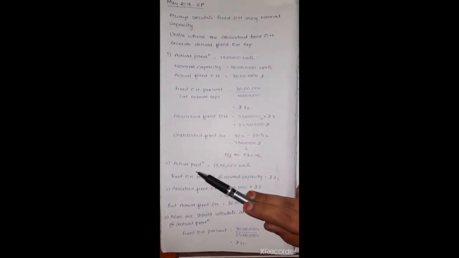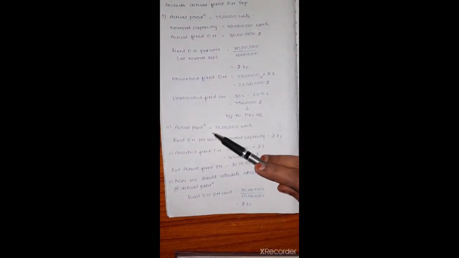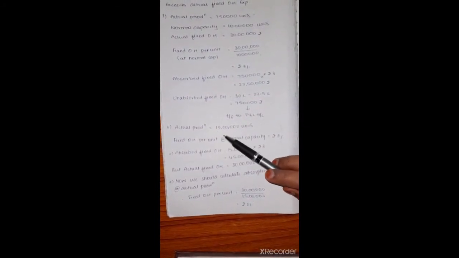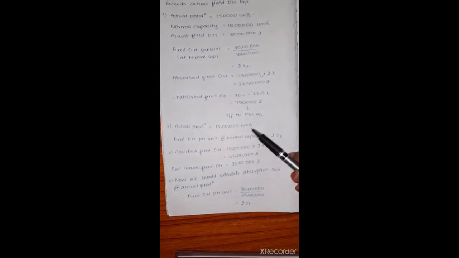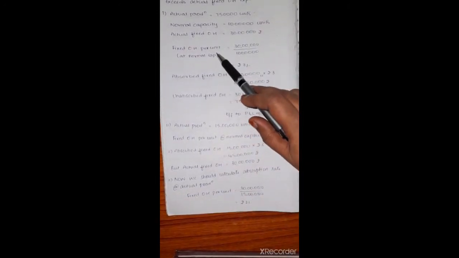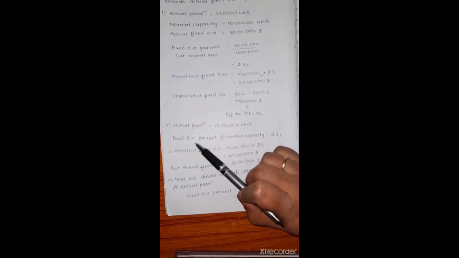Come, let's start with case number 2. Whereas the actual production is 15 lakh units. We already know from the previous case that fixed overhead per unit at normal capacity is rupees 3. Come, let's find out the absorbed fixed overheads. It is 15,00,000 units into 3, which comes to 45 lakh rupees.